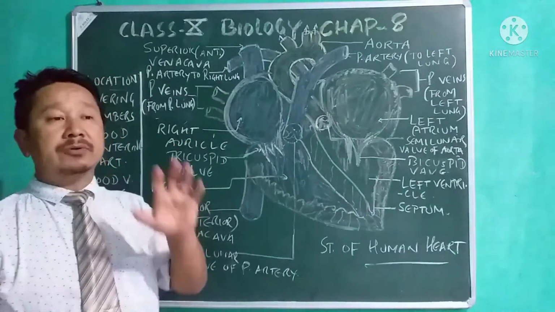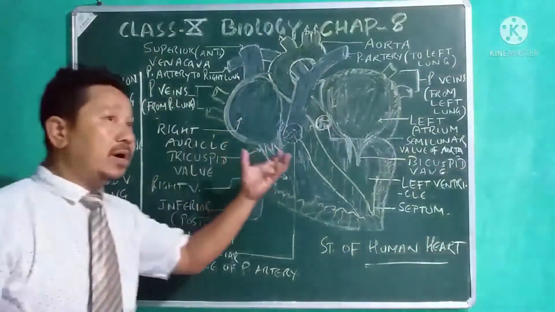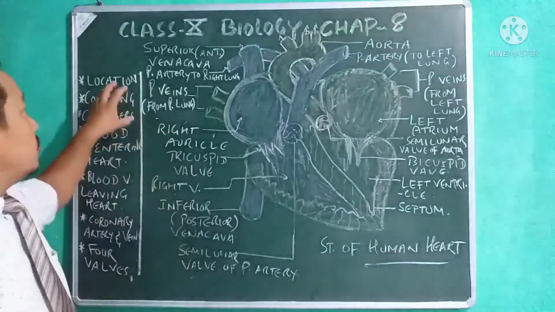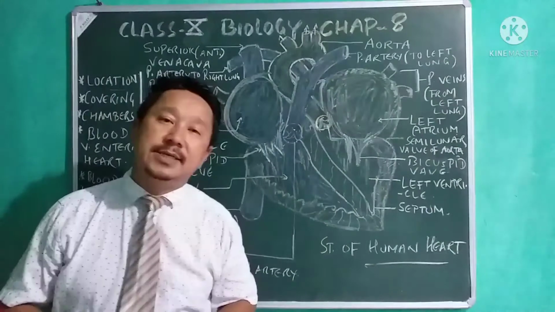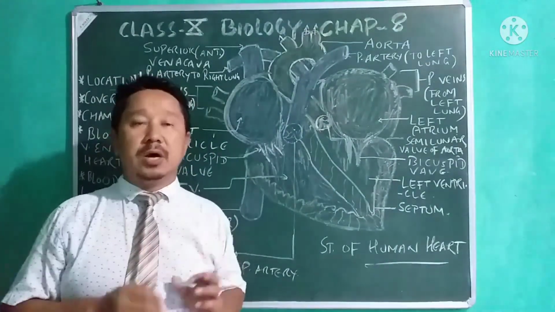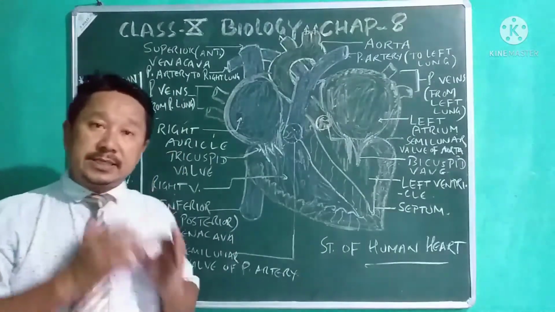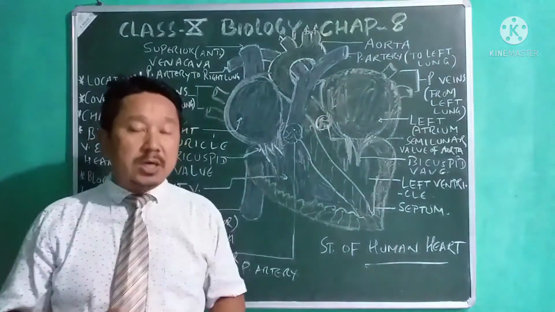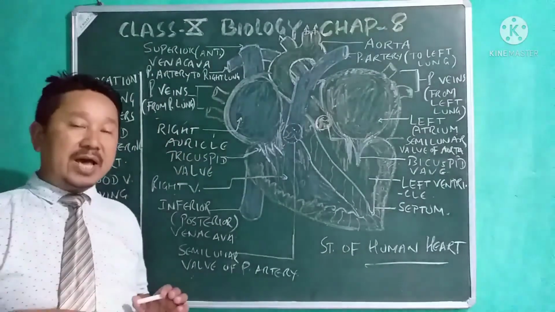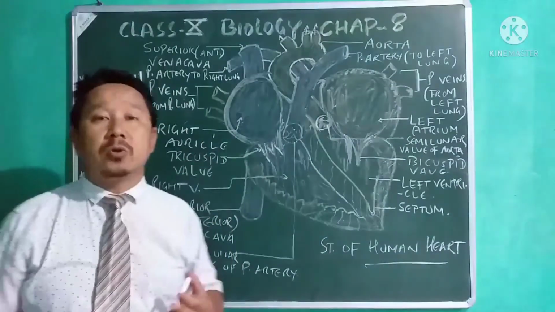First, let us talk about the location. The first point about the human heart is where it is present. As you know, it is present in the center of the two lungs, in the chest region, above the diaphragm. Just above the diaphragm the heart is located.